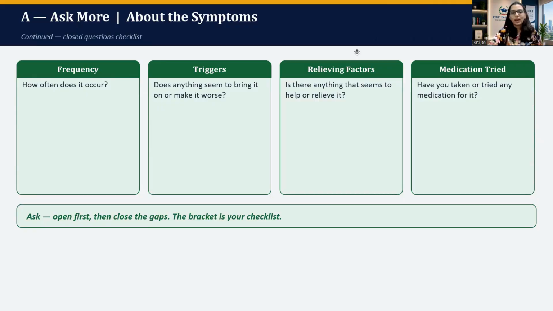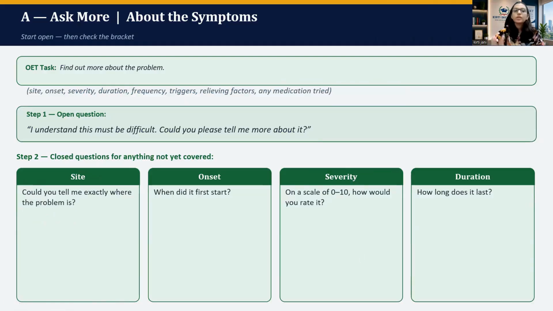Then medication tried. Have you taken or tried any medication for it? You may use any one of these. Have you taken any medication for this? Or have you tried any medication for this? But make sure that you begin with an open-ended question first. Could you please tell me a bit more about your headaches? And listen carefully. Use active listening technique and show empathetic listening as well. Oh, I see. Something like that.